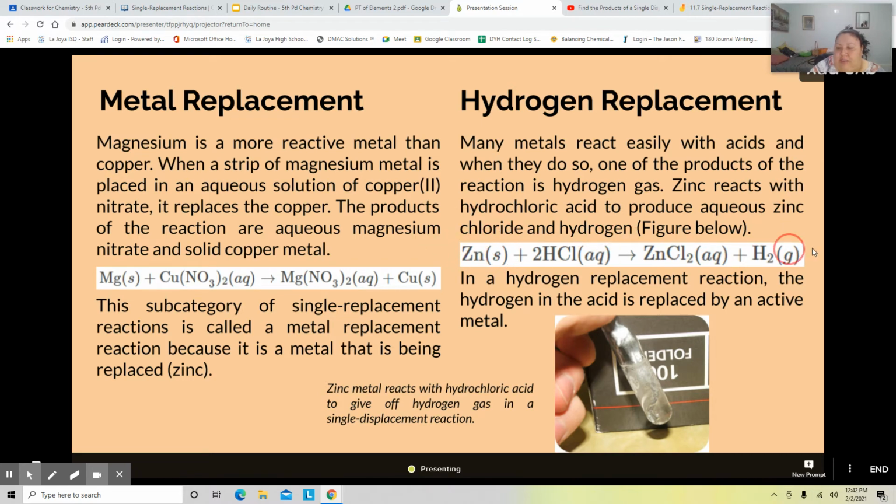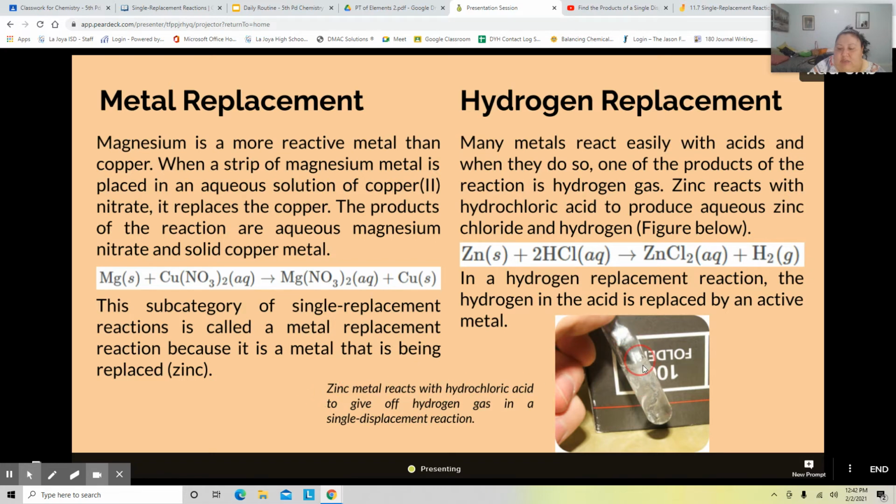So here's your reaction. Zinc, a metal, is going to come in here and it's going to bump the hydrogen off. Hydrogen will end up alone and zinc ends up with chlorine. Okay? This can happen, but only for the nonmetal hydrogen. Okay? Only for hydrogen. In a hydrogen replacement reaction, the hydrogen in the acid is replaced by an active metal.